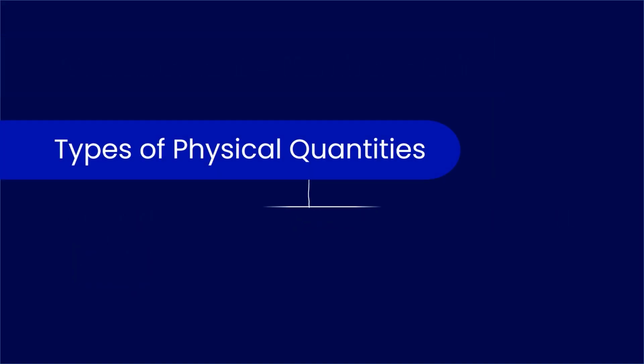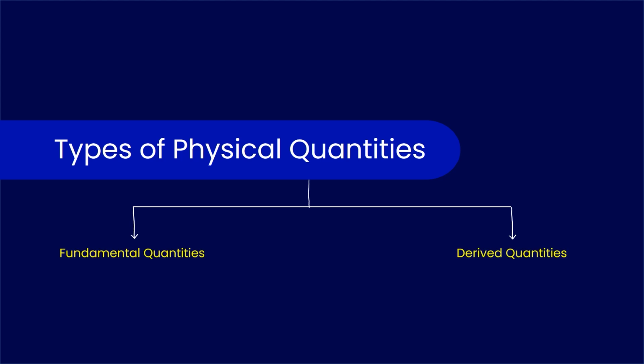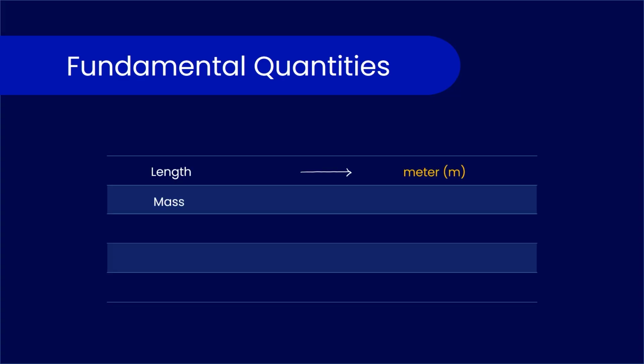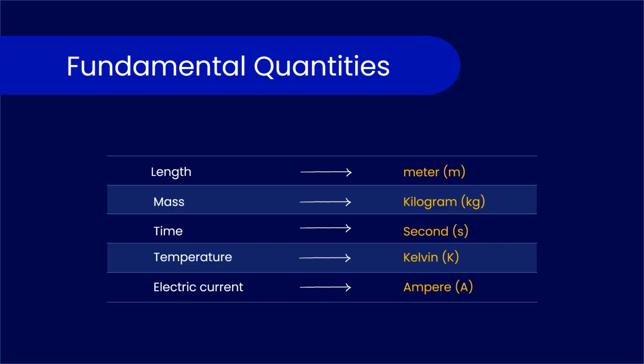Physical quantities are mainly divided into two types: fundamental quantities and derived quantities. Fundamental quantities are basic quantities, while derived quantities are formed using them. Fundamental quantities are independent quantities. They do not depend on any other quantity. Examples include length, mass, time, temperature, and electric current. Their units are called fundamental units.